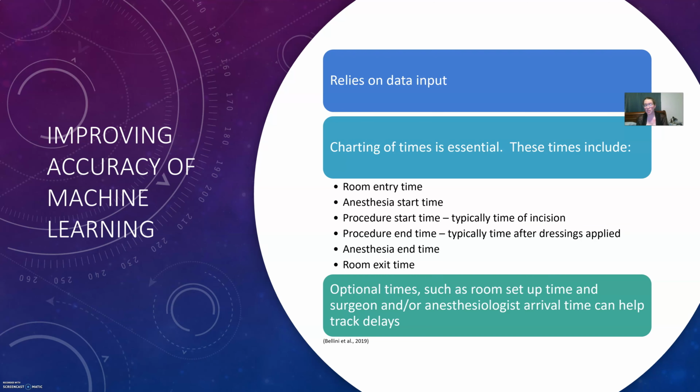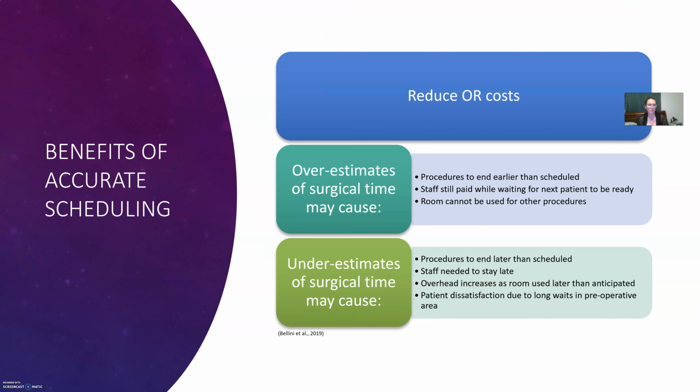In order for machine learning to be accurate, it relies heavily on data input, so charting the times is essential. The normal times would be room entry and room exit, anesthesia start and end, and procedure start and end, which is typically the time of incision until the time that the dressing is finished being applied. Times can be added as well for the time that the surgeon or anesthesiologist arrived at the room or the time the room setup was completed, and this can help tracking deviations for delays that aren't anticipated by the machine learning program, so that it doesn't include these deviations in its normal programming.